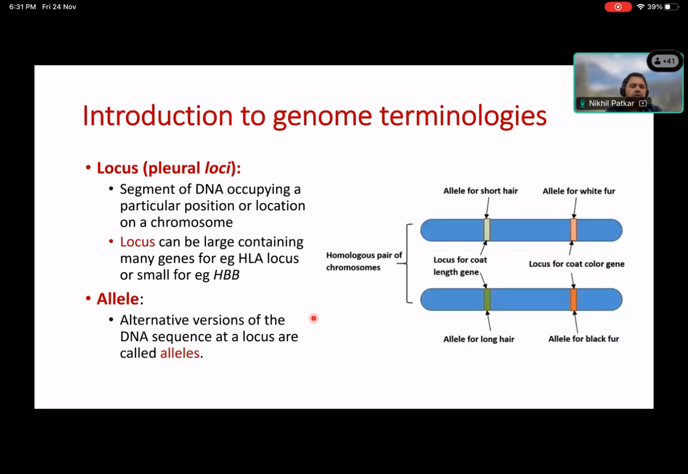A locus can be large, for example, many genes, like an HLA locus, or it can be small, for example, the beta globin gene locus. You can see here that this is the locus for coat length of hair, and this is the locus for coat color. This is like the coat or the hair of the dog. This is how long his hair should be, how short his hair should be. An allele contains alternative versions of the DNA sequence in a locus. So you can have an allele for short hair, an allele for long hair, or similarly for white fur or black fur.